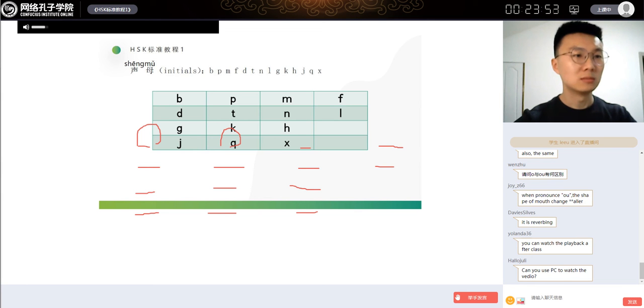And this one, 佛, when reading 佛, please bite your lower lip with your upper teeth. This one, 呢, you should let the air out from your nose.